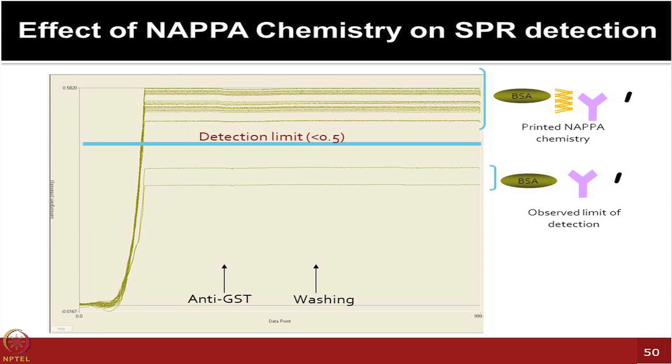So if you add the anti-GST antibody and you want to measure the binding of anti-GST with the GST protein, then probably you have no room here to see the binding, because it's already passing beyond the response unit of the equipment. So the next question was whether the same NAPPA chemistry can work here, probably not.